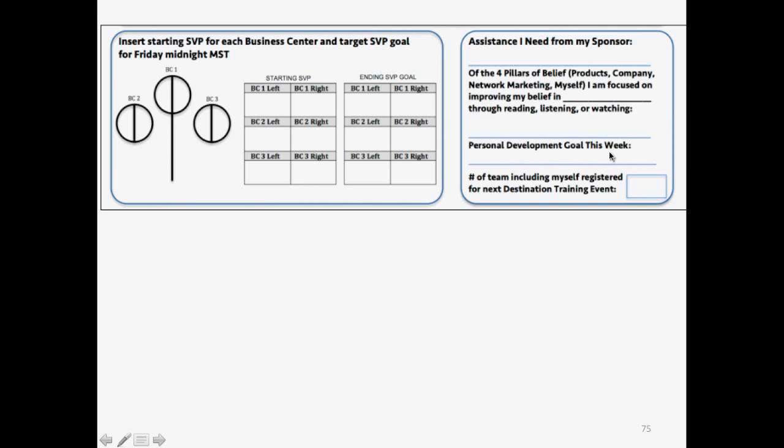Personal development goal this week would be, okay, I want to read so many pages of this book, or I want to read 15 minutes a day for 6 days a week. Whatever those goals are, write them there.